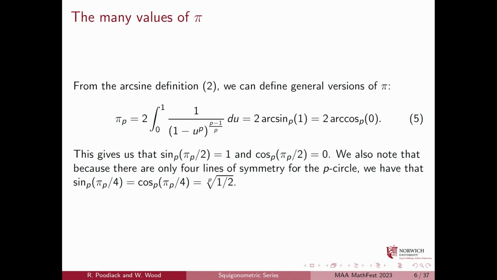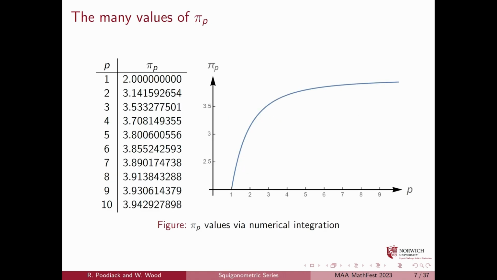And we also note that because there are only 4 lines of symmetry on a generic p circle, it can be shown through this integral through substitution that sine and cosine at pi sub p over 4 is equal to the p-th root of 1/2. Okay? And this is what the p circles look like.